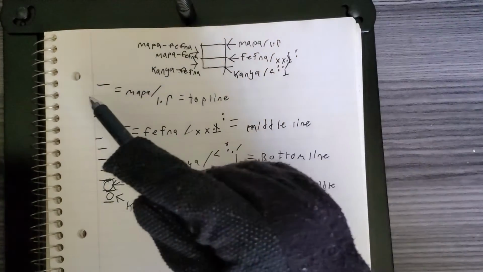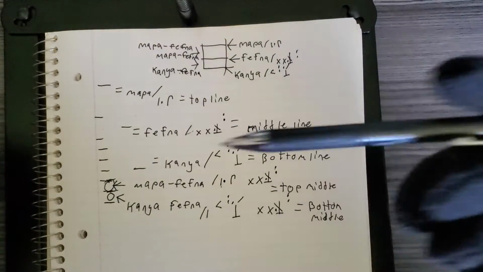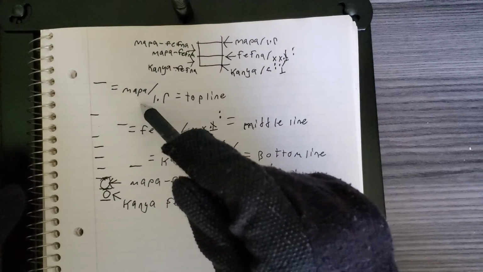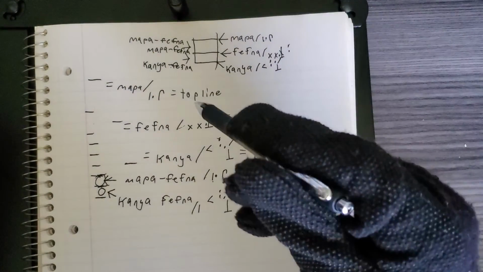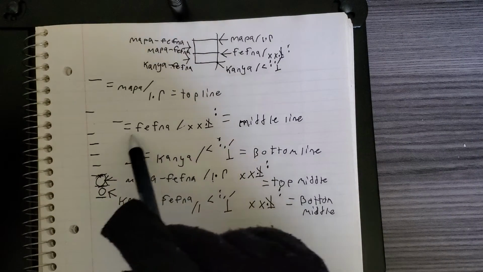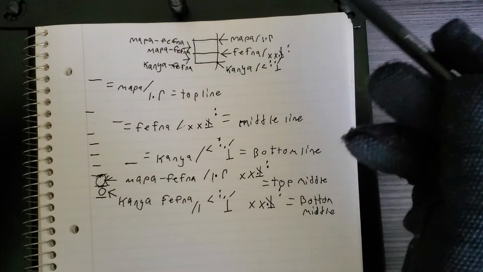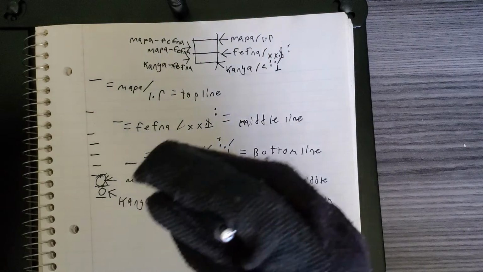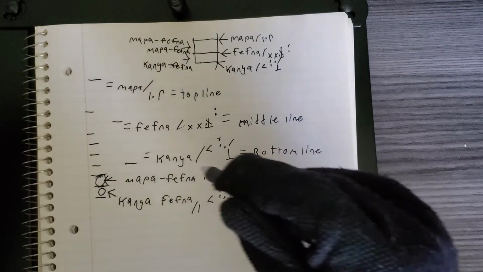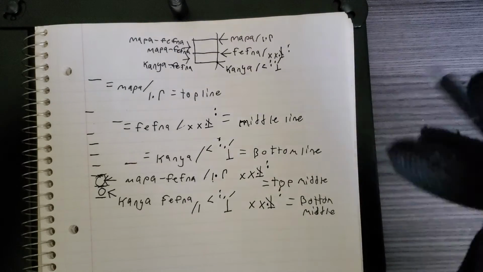We have our top line, which is known as mapa, and that's how you write it in Soulvean. We have our middle line, which is fefna, and this is in the middle. Then we have our bottom line, kanya, and that's the bottom line.